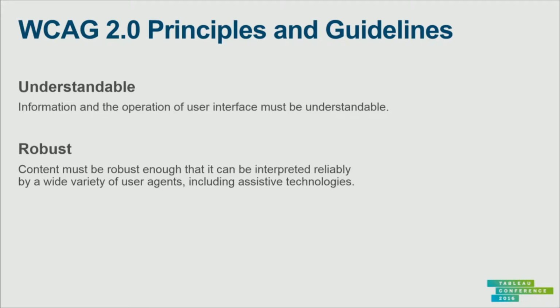And then finally, robust. And this is when it gets back to the interfacing with assistive technologies. It's basically saying that the web content itself needs to work with standard assistive technologies, both now and in the future, provided those technologies also adopt these standards.